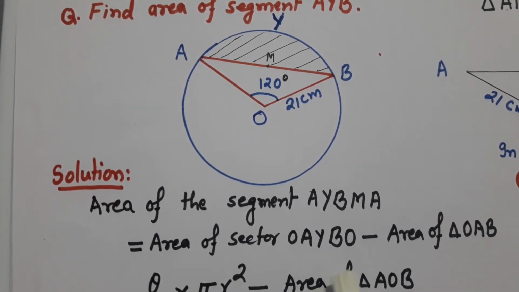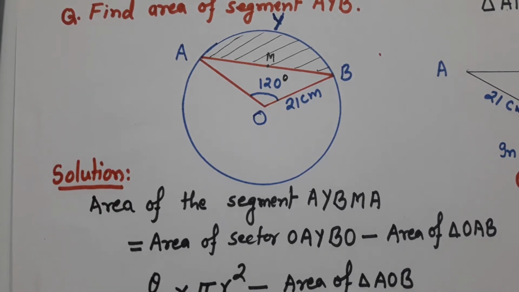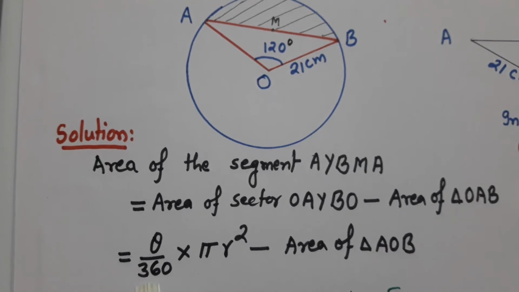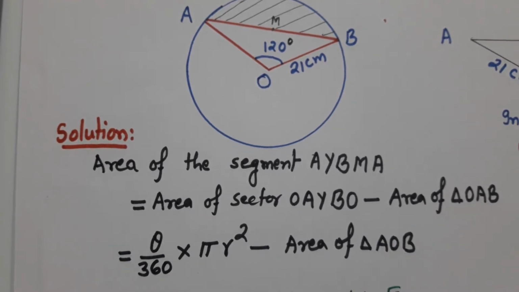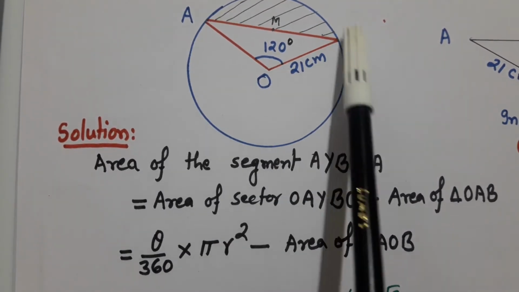The formula of area of sector is theta upon 360 into pi r square. So the area of segment is theta upon 360 into pi r square minus area of triangle AOB. Now we will find the area of triangle AOB.